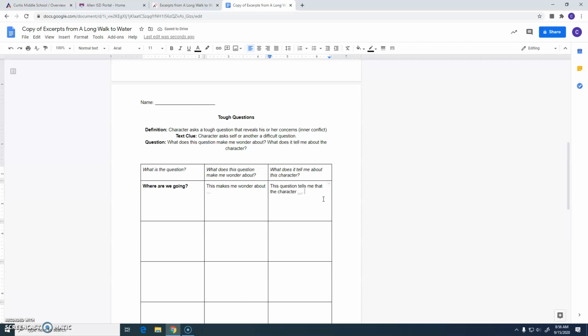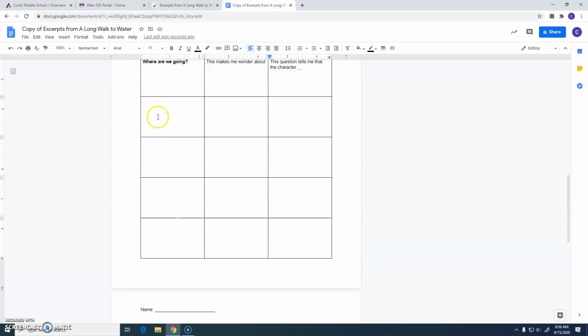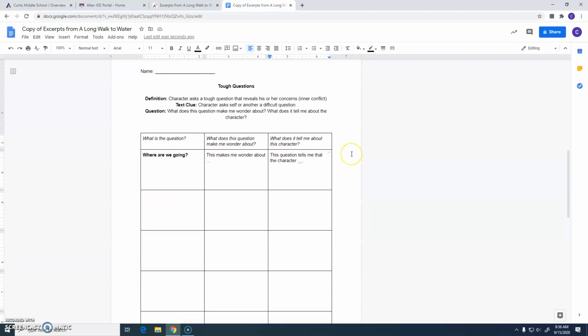So make sure you're writing using complete sentences, and you need to do that for every single question, at least 5 questions. If you need more help, please send me a message on Canvas. This assignment is due tonight at 11:59, so make sure you do it and let me know if you have any questions.